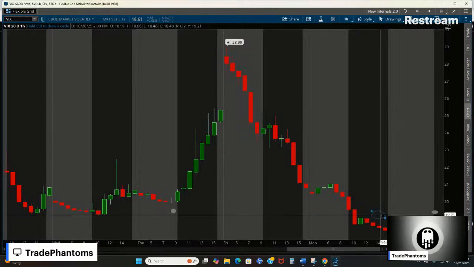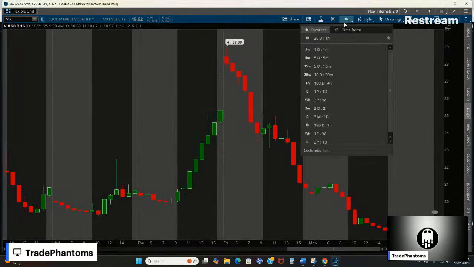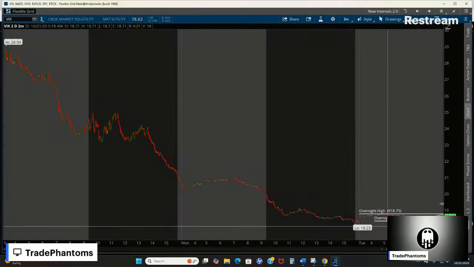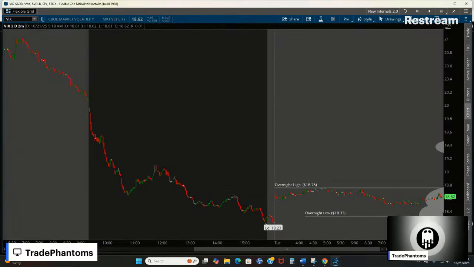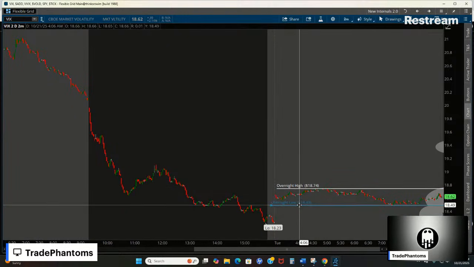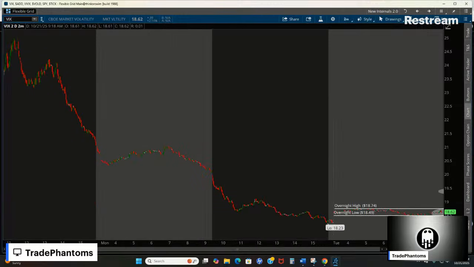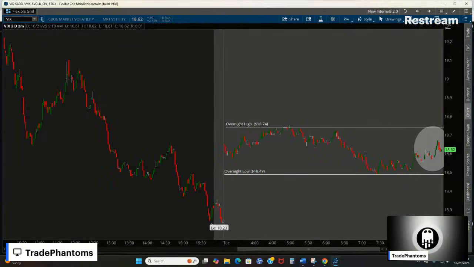I'm going to drop to a small time frame in a moment. Stick with me. All right, so here is the overnight high in VIX. Overnight low. Thinkorswim's kind of being annoying at the moment.